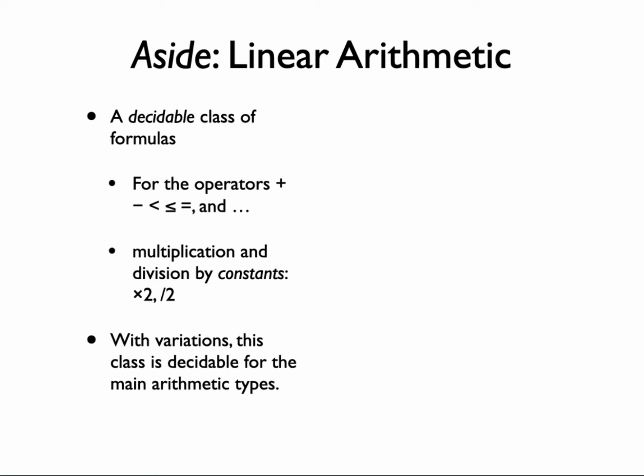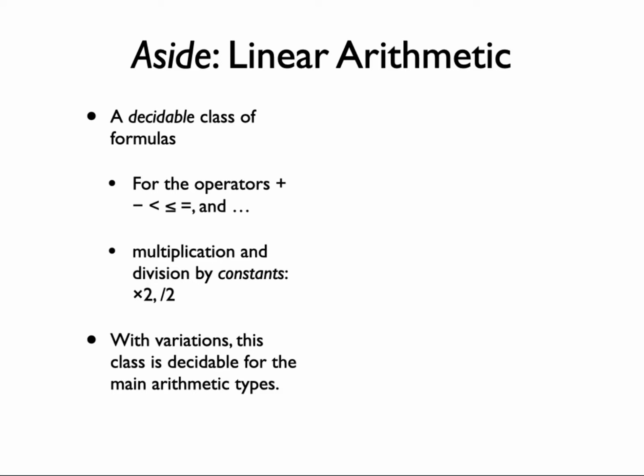There are others for the real numbers. It turns out for the real numbers, you don't even need this restriction to constants. So for the real numbers, you can have arbitrary multiplication and division, and it is still decidable. However, the decision procedures are so complicated and so slow that you shouldn't push your luck. I'm not going to say much.